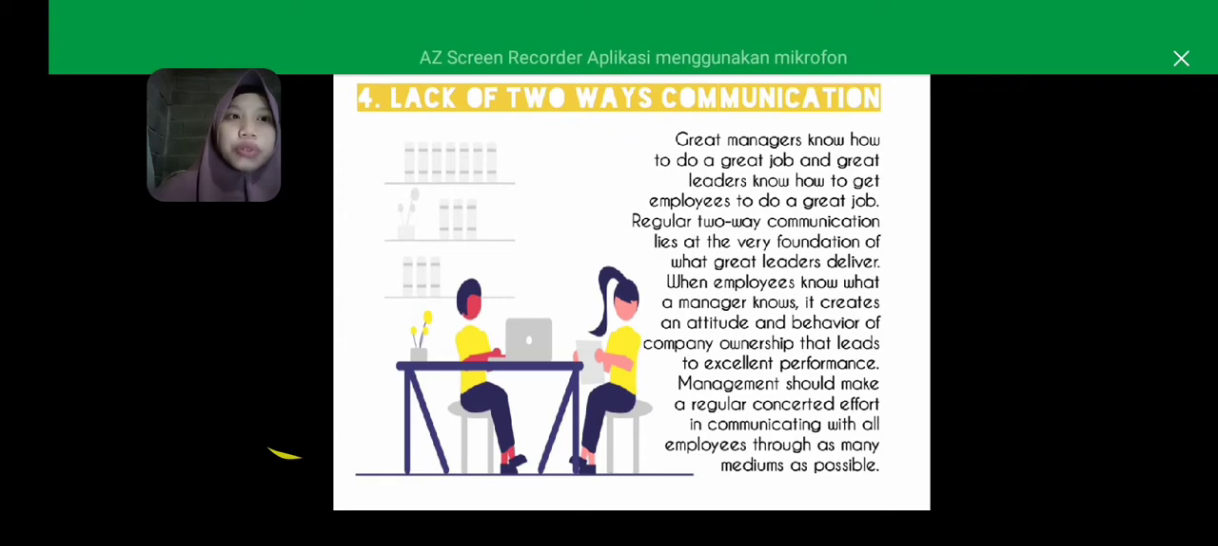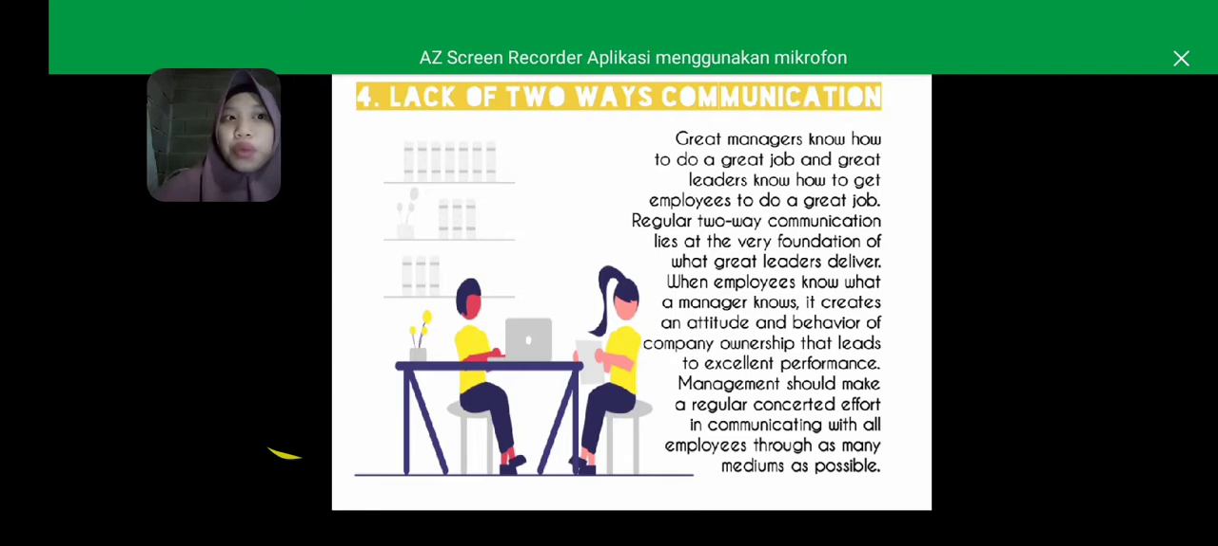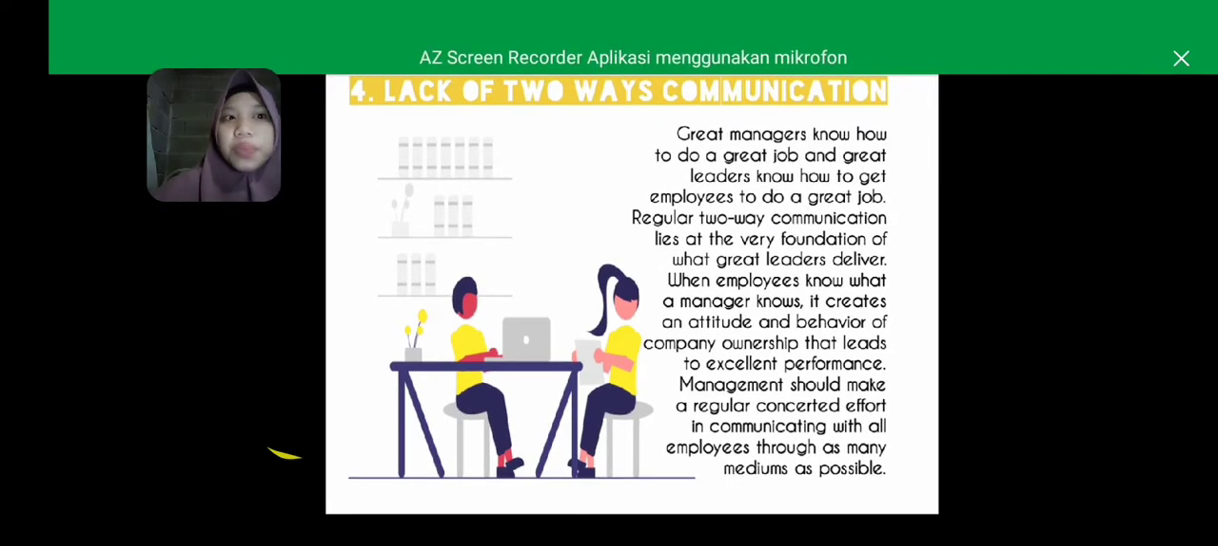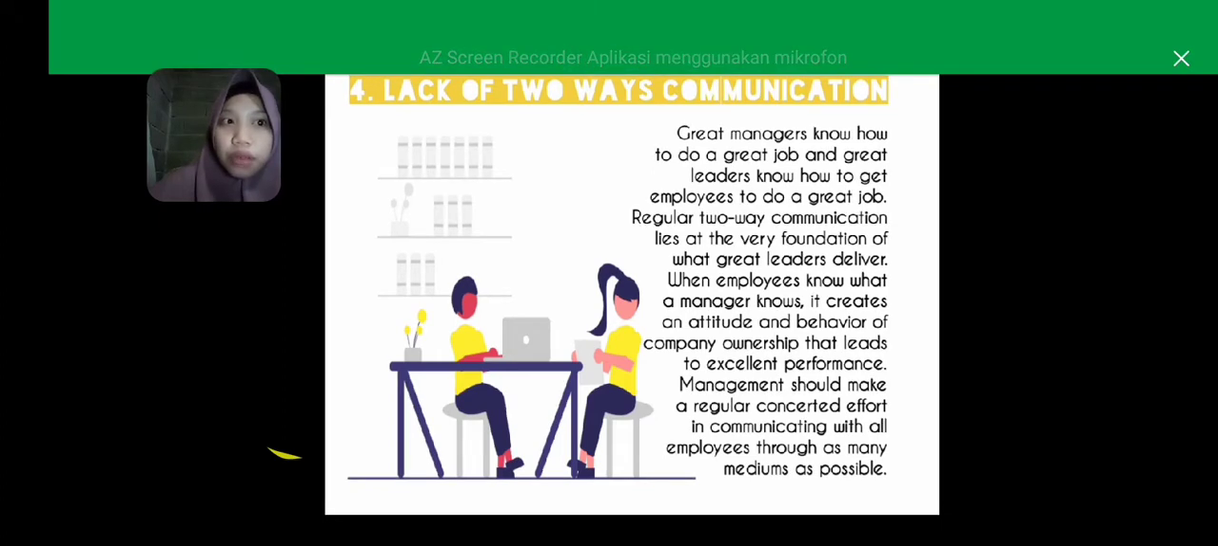Fourth, lack of two-way communication. Great managers know how to do a great job, and great leaders know how to get employees to do a great job. Regular two-way communication lies at the very foundation of what great leaders deliver. When employees know what a manager knows, it creates an attitude and behavior of company ownership that leads to excellent performance. Management should make a regular effort in communicating with all employees through as many mediums as possible.